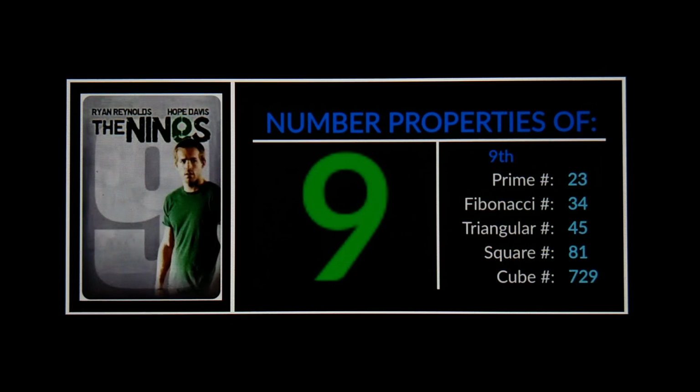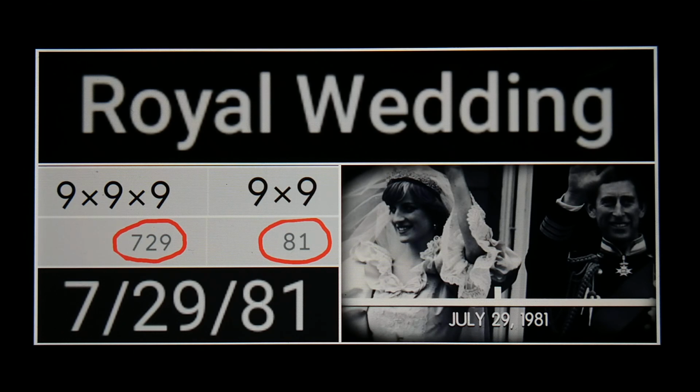So we're going to look at those last two examples, 9 squared and 9 cubed. Both of those can be represented in the wedding date of the royal wedding between Prince Charles and Princess Diana. They got married on July 29th in the year 1981. So, 729, 81. 729 is 9 cubed and 81 is 9 squared.